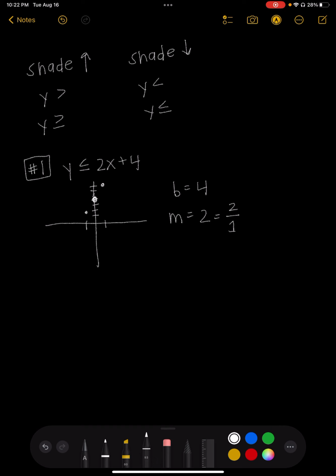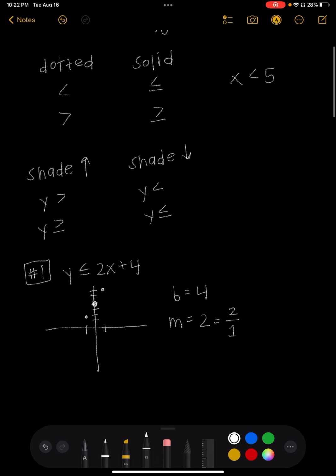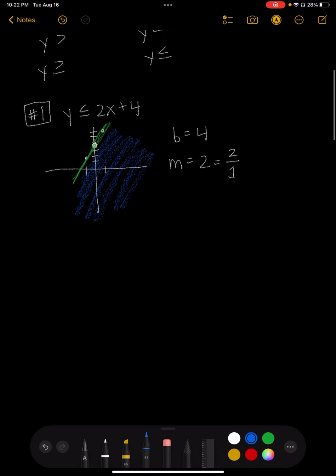Now this is y is less than or equal to. Based on our rules from up here, when it has that extra equals sign, that means we're using a solid line. So I'm going to do it in green. This is my solid line to represent that it's less than or equal to. And because it says less than or equal to, I'm going to shade below this line, and you can really just kind of go like that. What that tells us is that anything I just shaded is a potential solution to the inequality. Okay, let's go through another example.